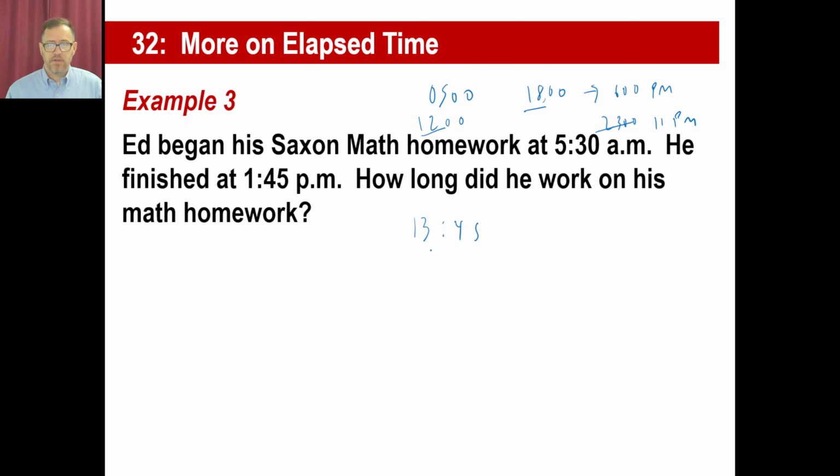You can do a subtraction problem, if you want to, just subtract 5:30 as if it's like this. So 45 minus 30 is 15. 13 minus 5 is 8. So Ed finished his Saxon homework in only 8 hours and 15 minutes. It's awesome. Okay, it's about the same time.